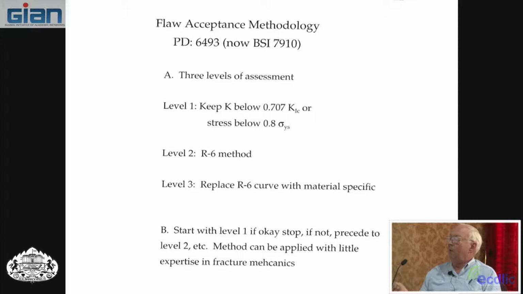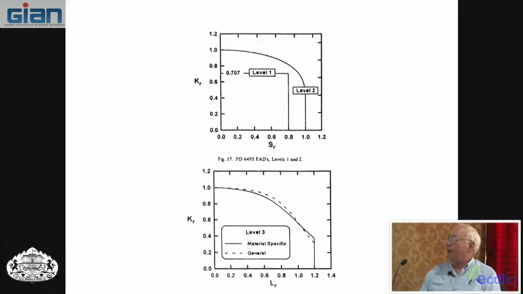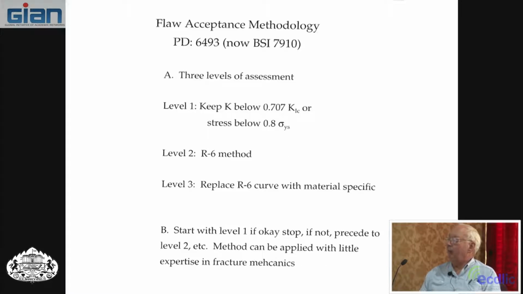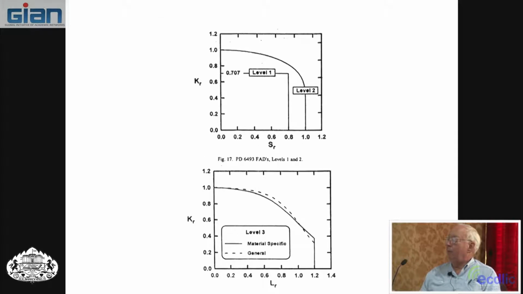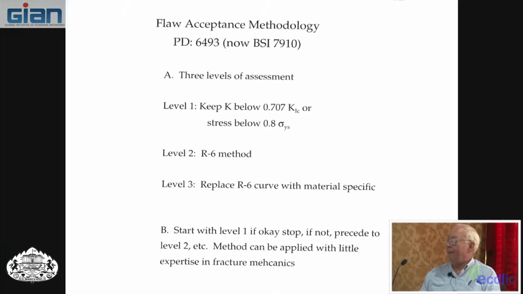So they do flaw assessment methodology with 3 levels of assessment. Level 1 is just a square box. K has to be below 0.707 of K1C, or stress has to be below 80% of the yield. If you have those two things, level 1 is secured. If you don't secure level 1, you go to level 2, and their level 2 is the R6 diagram. So the R6 method is level 2.